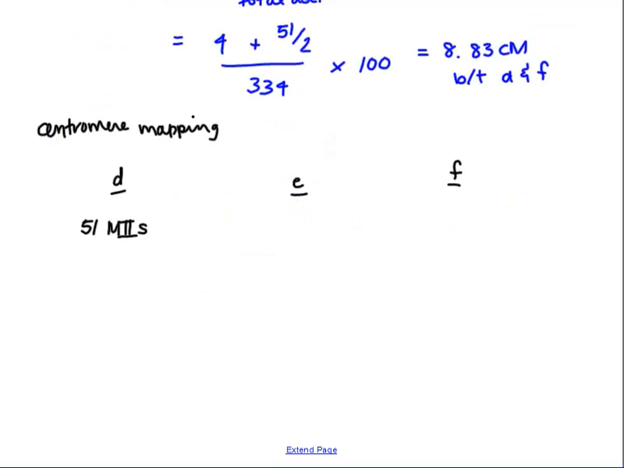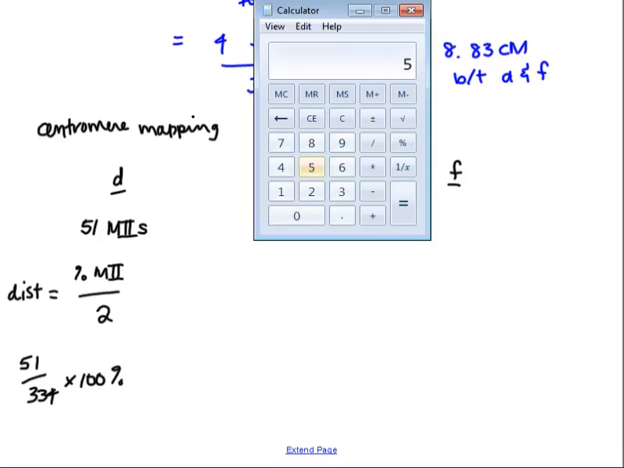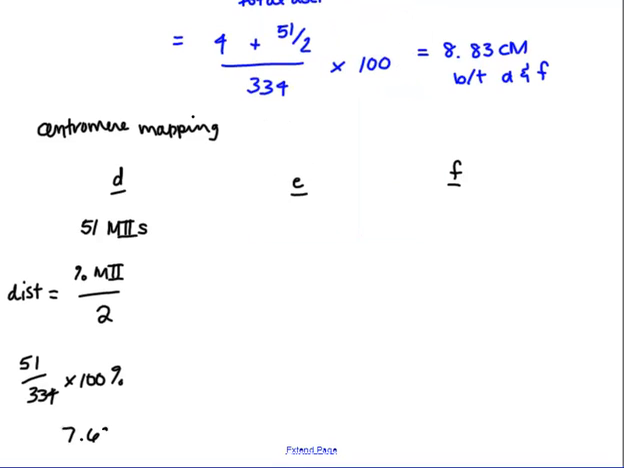And to calculate the distance between the centromere and this locus, you have to do percentage of M2s divided by 2. Well, how do you find percentage M2? There's 51 M2 out of the 334 asci, the total that we see. And to get the percentage, you're going to times by 100%. So you do 51 divided by 334, which is the total number, times 100. And you get 15.26. And now you have to divide that by 2, and you get 7.63. So 7.63 map units is the distance between locus D and its centromere.